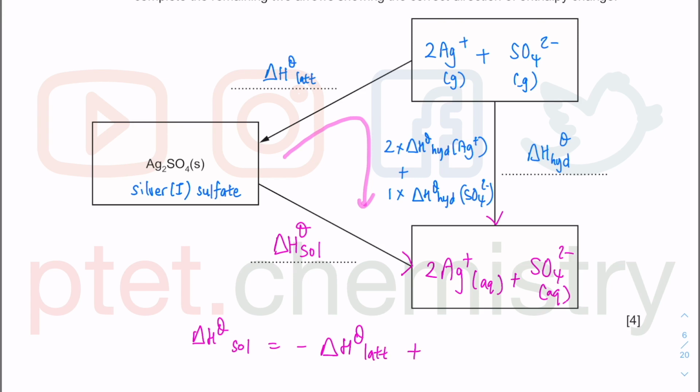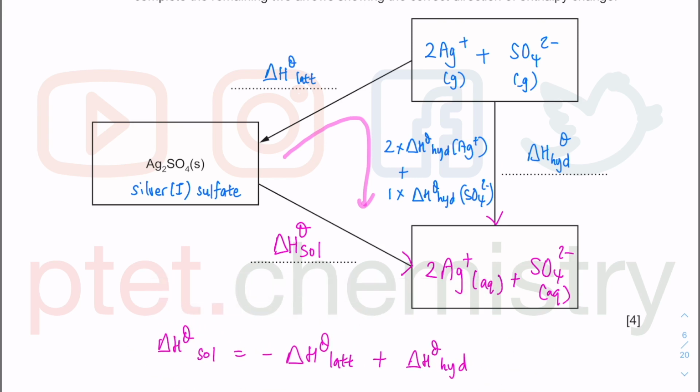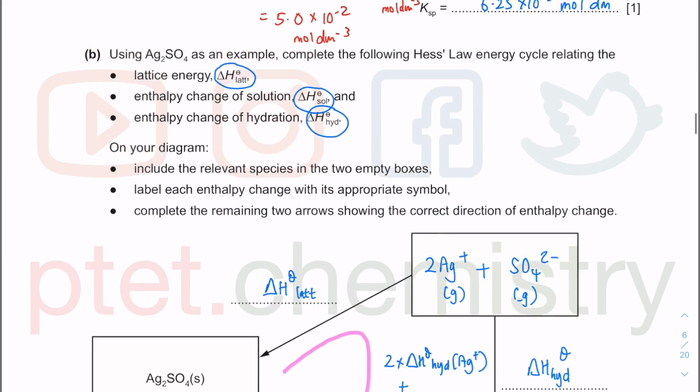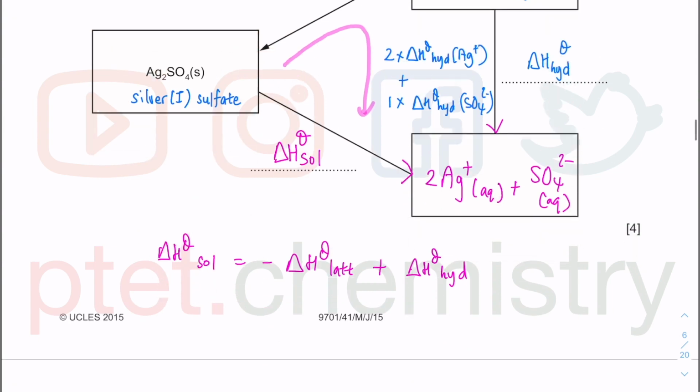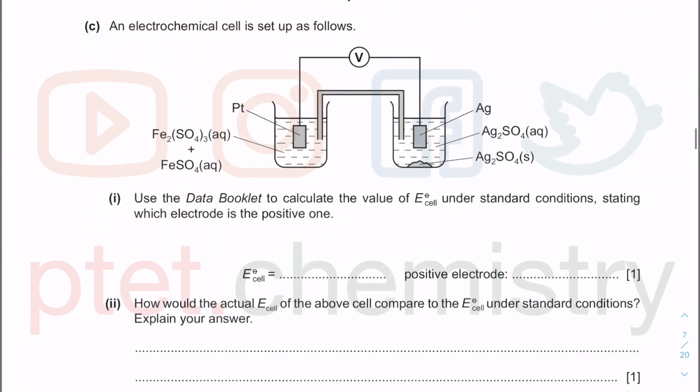And then I'm going the same way, so it's plus the hydration, which includes the hydration of the cation as well as the hydration of the anion, as I have written down above. But since the question just said enthalpy of hydration, I'm just going to put the enthalpy of hydration in there, and that's the 4 marks in that question.